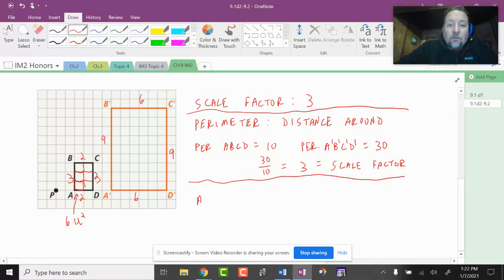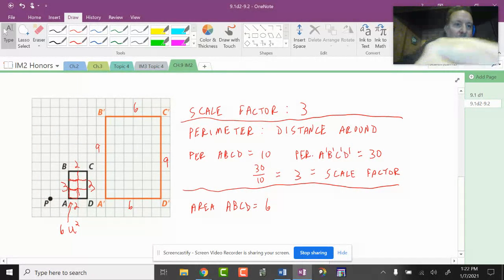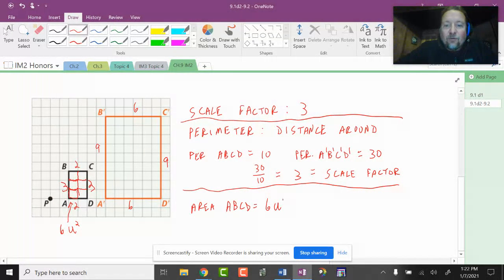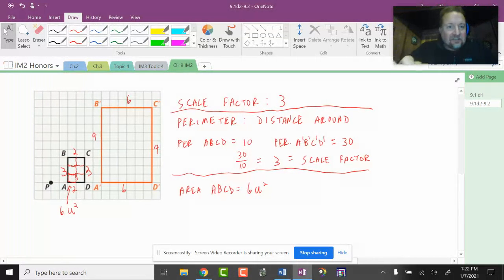So the area of ABCD, okay, fine. You know area is length times width for a rectangle. Well, lo and behold, what's 3 times 2, everybody? 6 units. I lost my pen. I always love when that happens, just in the middle of writing.